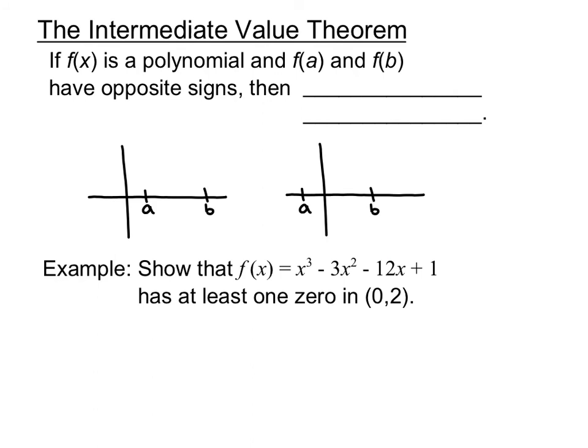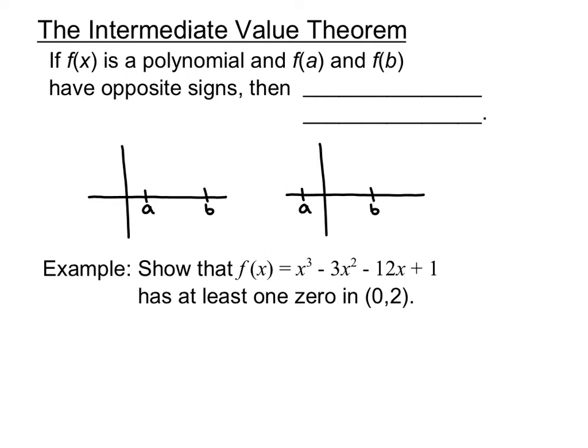The last thing we're going to look at in this lesson is something called the intermediate value theorem. The word intermediate means between. And so let's see. If f of x is a polynomial, and f of a and f of b have opposite signs, then blank. So before I write down what's in the blank, let's see.